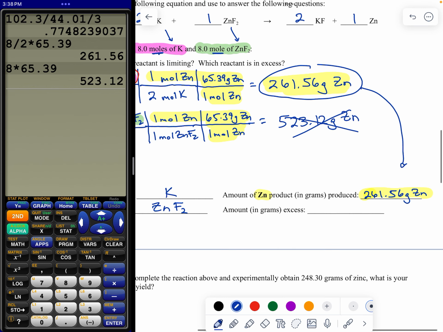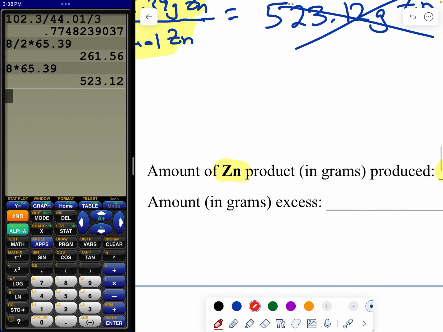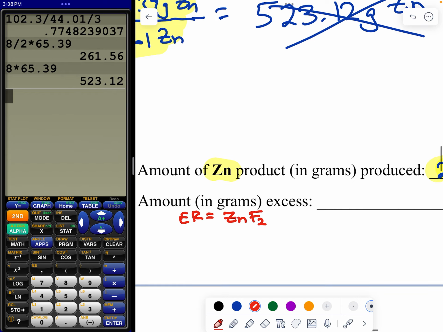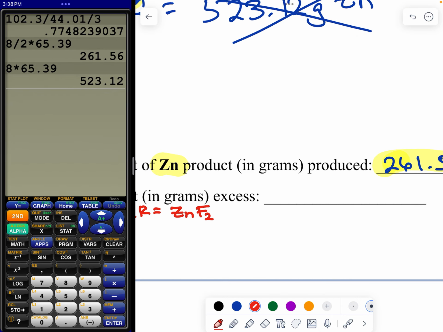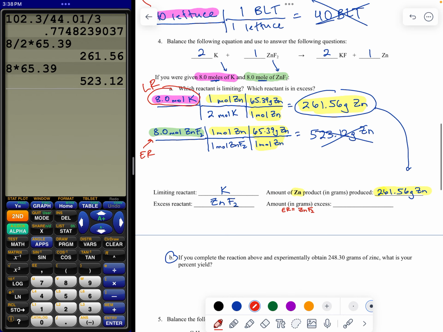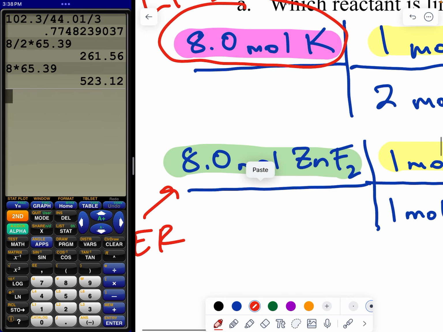Now, we know that the excess reactant is zinc fluoride, right? We know that. And we started with 8 moles. So what I'm going to do is figure out exactly how many moles are in excess, and I can figure out how many grams are in excess after that. Because, of course, we start off with the mole unit, not grams.